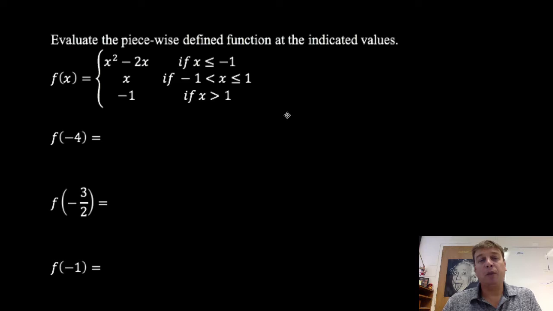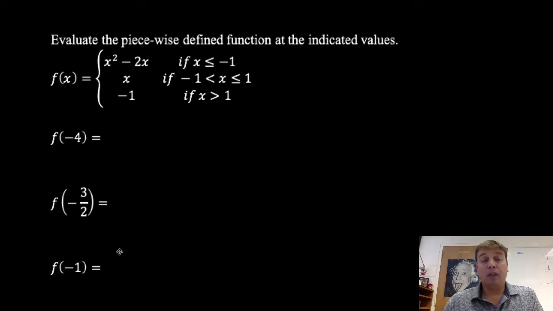Again, a piecewise function means that we have different domain settings for different functions. In other words, if x is less than or equal to -1, then those values for x will be substituted into this function, x squared minus 2x. When the values are between -1 and 1, where 1 is included, then the value of the function will just be whatever x is. And if the x value is strictly greater than 1, then the value of the function will always be -1.